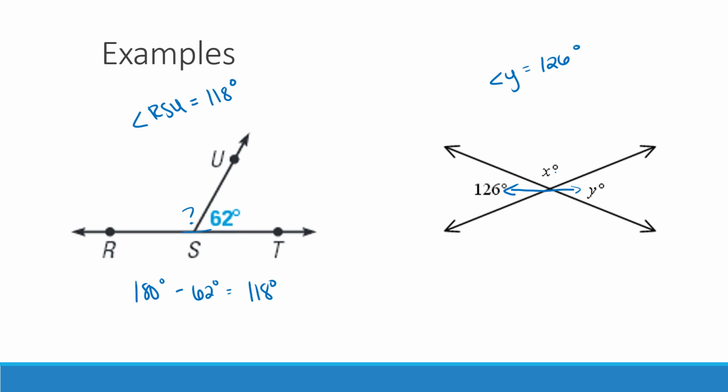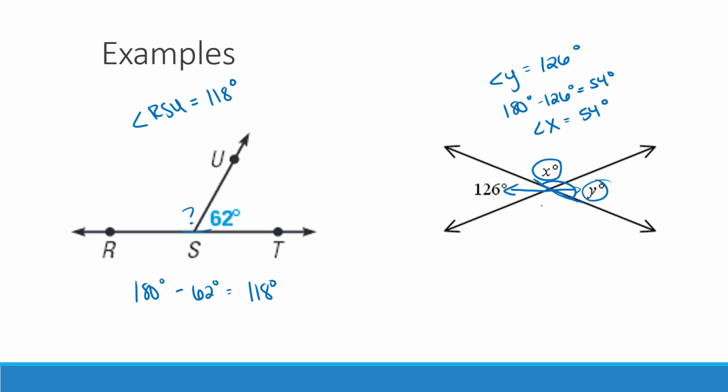So how do we figure out angle X? Look at X and Y, or even look at X at 126. It's the same thing. These two angles right here, when you put them together, will form a straight line at the bottom. So side by side, in this case, we're going to do 180 minus 126, and that's going to give us angle X. So in this case, 180 minus 126 is going to be 54. So we know that angle X is equal to 54 degrees.